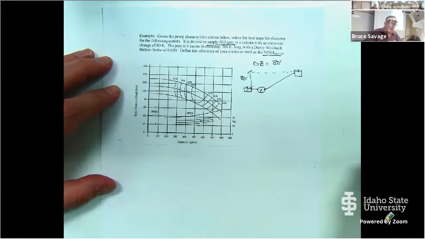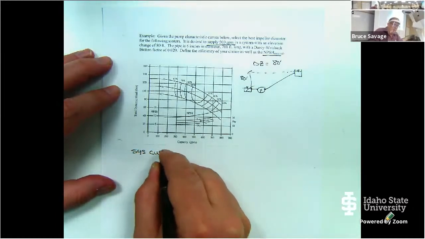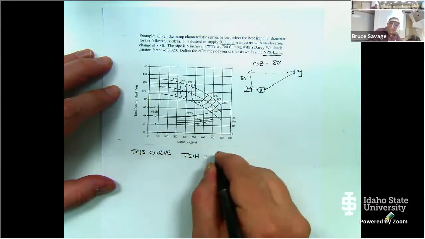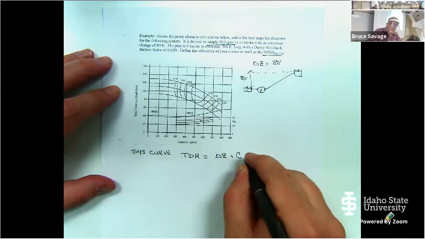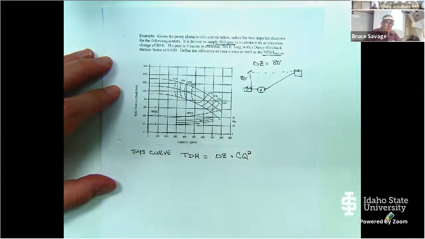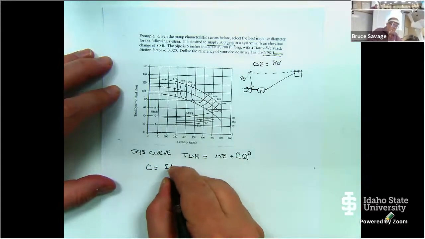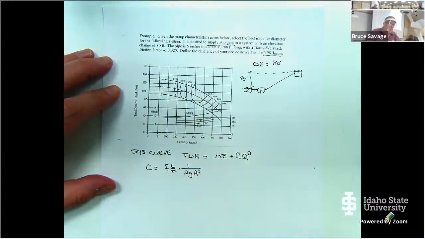So the first thing we need to do is put our system curve onto our pump curve. You'll remember that the system curve, which we also call the total dynamic head, is equal to delta Z plus C times Q squared. And so we have to calculate C. So we're going to say C is equal to F times L over D times 1 divided by 2g A squared. Okay. Mark, we doing okay? Yeah. Okay, all right.